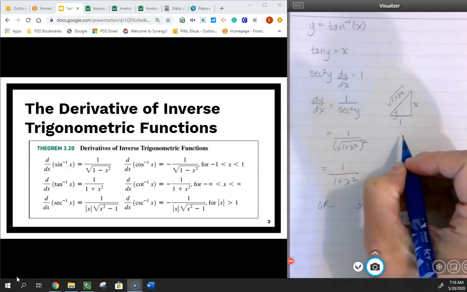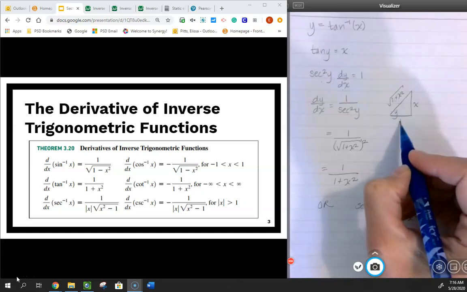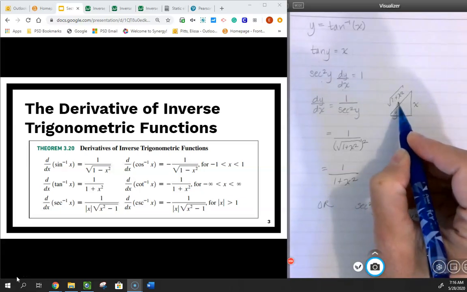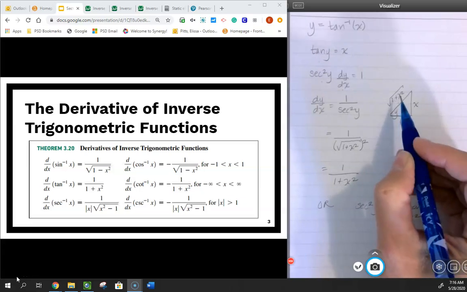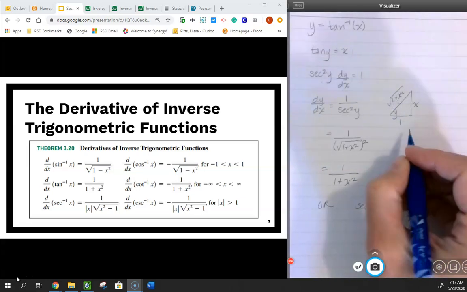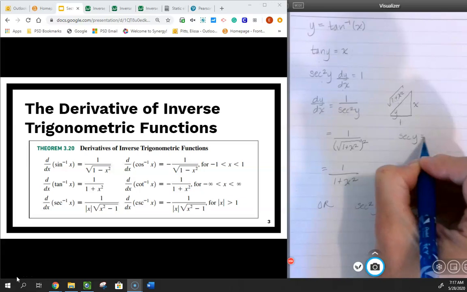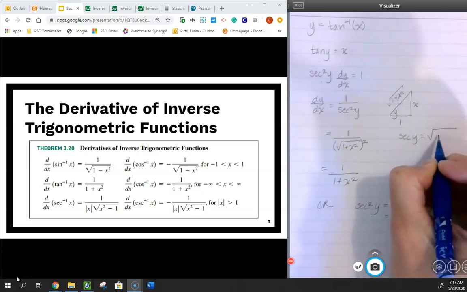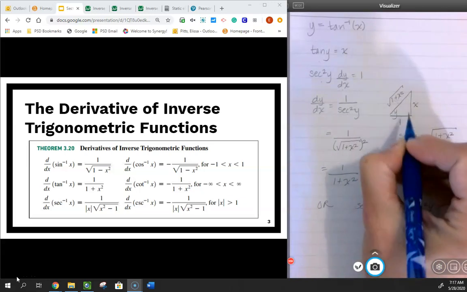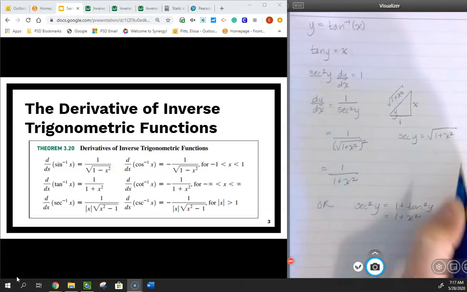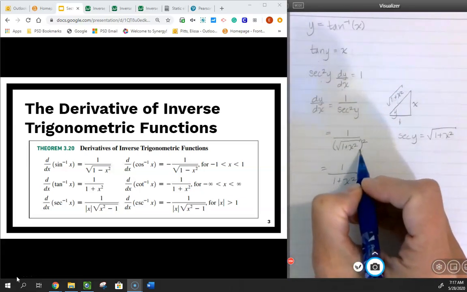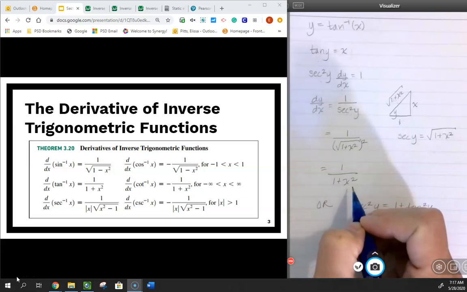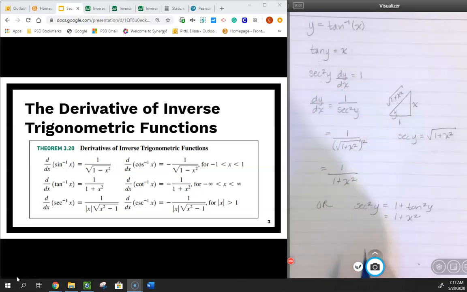Secant of y is associated with cosine. It's 1 over cosine. And cosine is adjacent over hypotenuse. And secant is the reciprocal of the cosine. So secant is going to be hypotenuse over adjacent. So secant of y is going to be equal to the square root of 1 plus x squared over 1. And then I can substitute this in for secant, and the square root of 1 plus x squared squared is just 1 plus x squared. That's using the triangle.